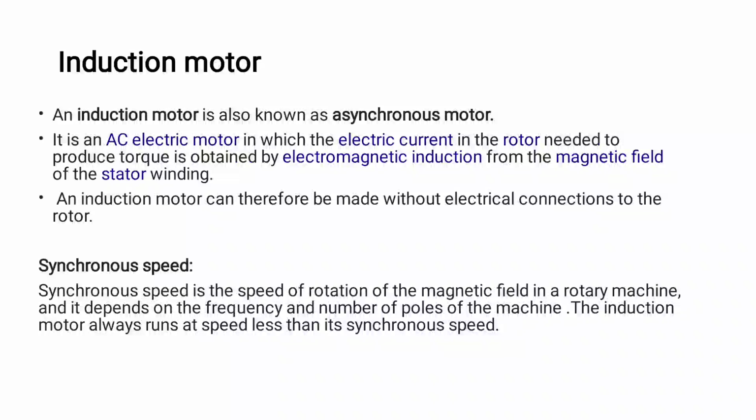Then synchronous speed. It is the speed of the rotation of the magnetic field in the rotary machine, and we know that the synchronous speed is given by Ns equal to 120 f by P. So this synchronous speed depends on the frequency and number of poles of the machine. The induction motor always runs at a speed less than its synchronous speed.